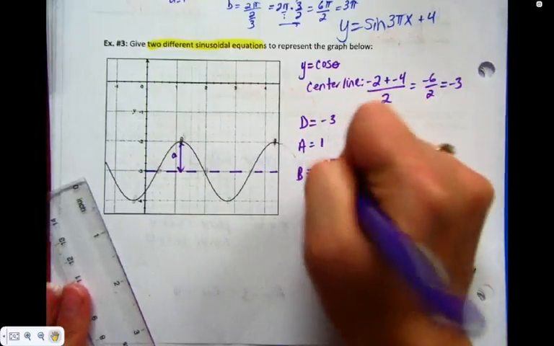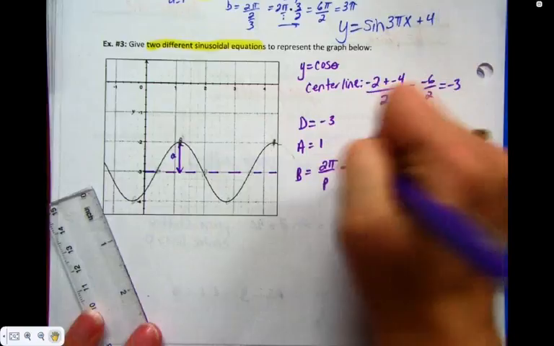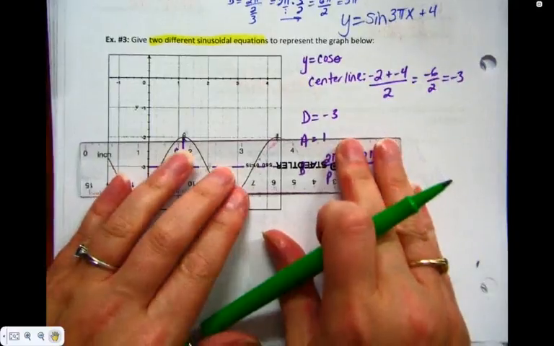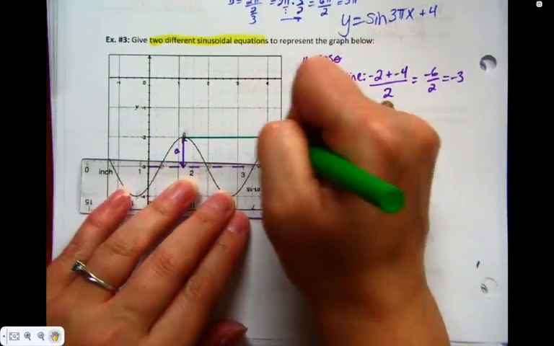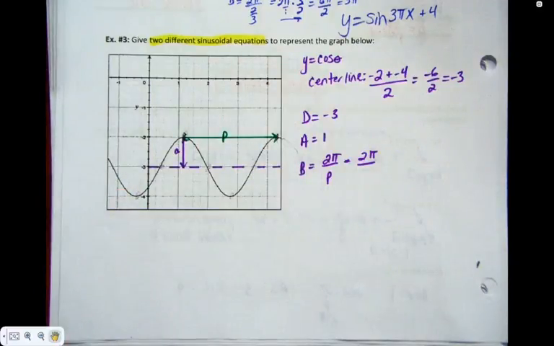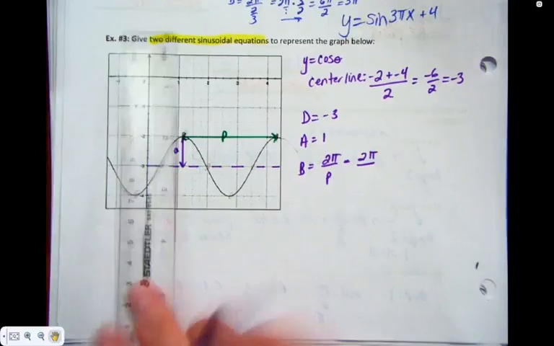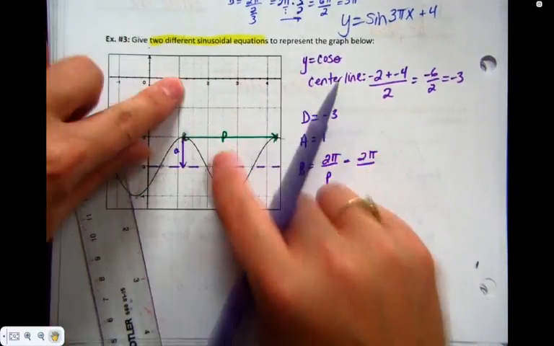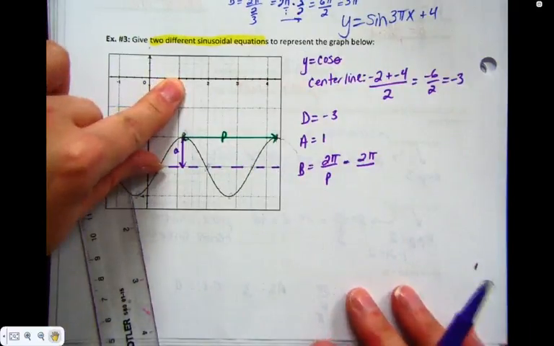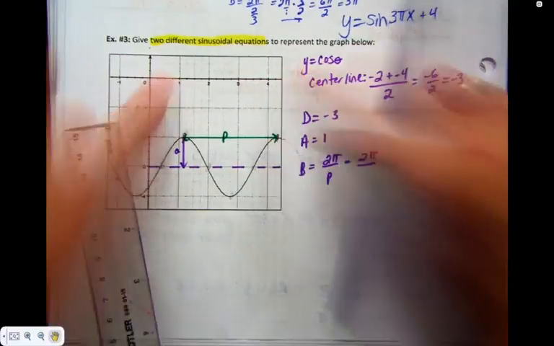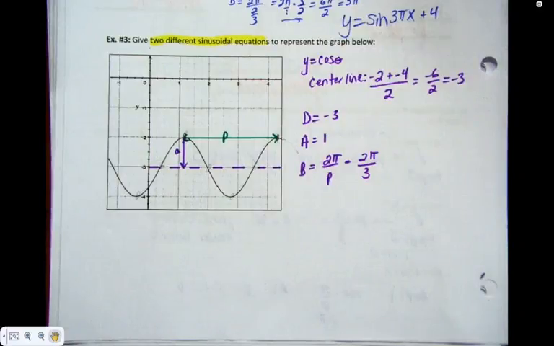B value is 2 pi divided by the period. And the period is from a max to a max or a min to a min. So we're looking at the horizontal distance between these two values. This is the period. Horizontal distance from min to min, max to max, center to center, doesn't matter. So if I go up here to my x value, we're looking at 1.25-ish. And this one looks to be 4.25-ish. So how many units between those? 3. So my B value is 2 pi divided by 3.